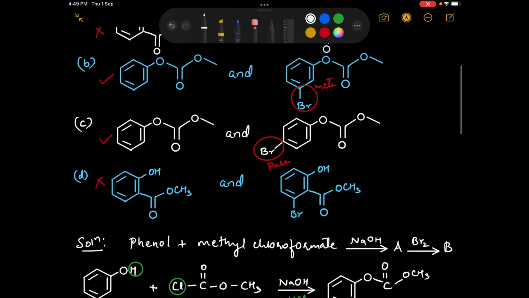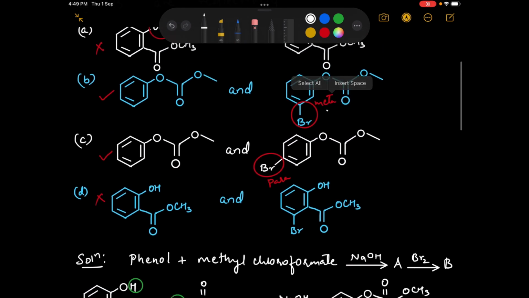Let's have a look at the options. So meta position won't be the answer. Para position attack of bromine will be the answer. So the answer for this question is option number C.